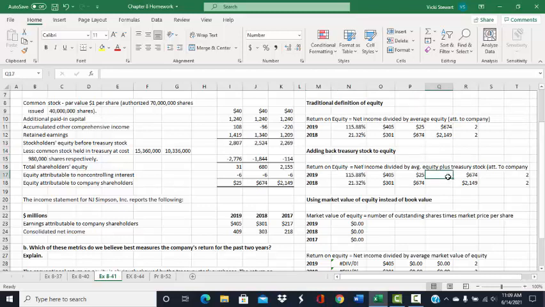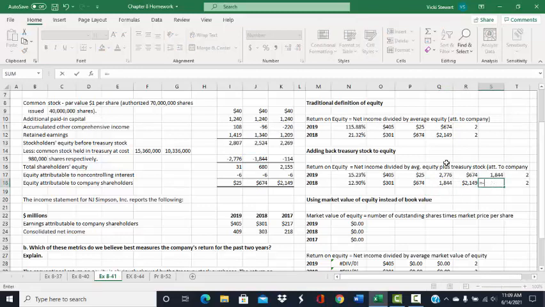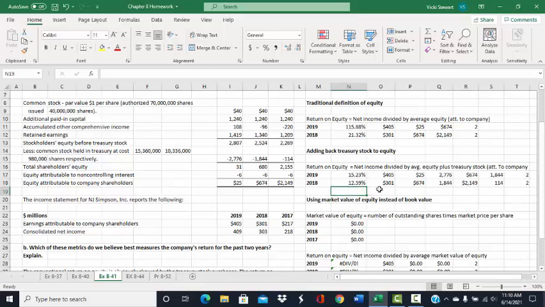The second assumption is to add back Treasury stock to equity. So we're going to make the same calculation, except we are going to add back the Treasury stock in each of the years. So we'll add back for 2019 and for 2018. And we see now that our return on equity has decreased to 15.23% for 2019 and 12.59% for 2018.